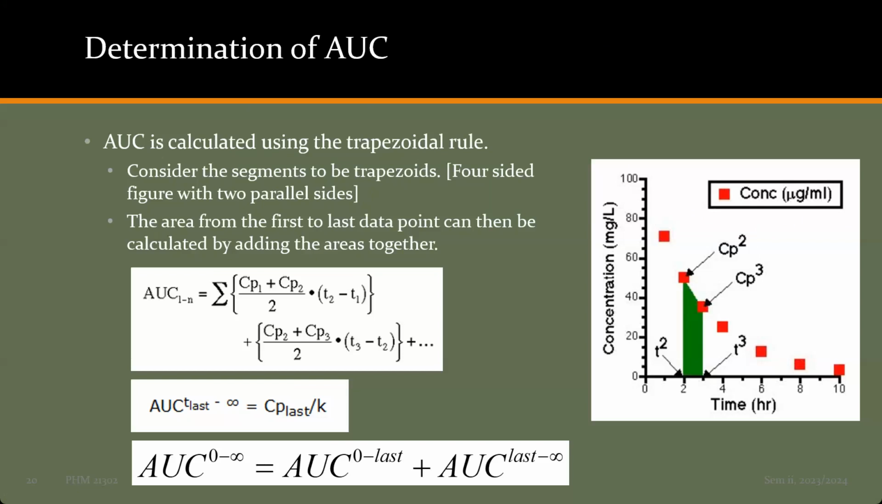When I ask you to calculate the area under the curve, don't make a log CP versus time plot. No, we have to plot the absolute values of the concentration.